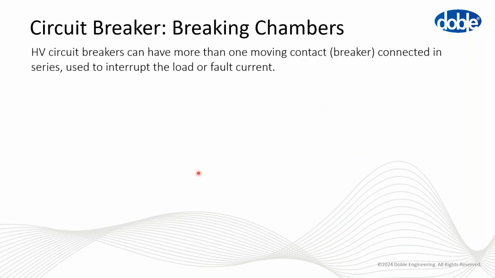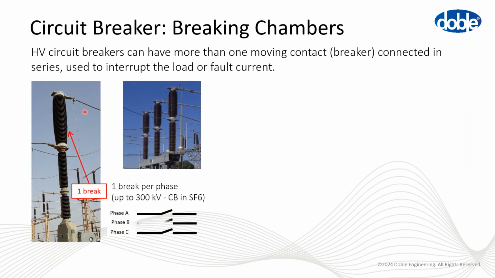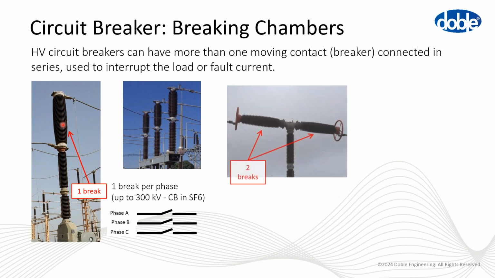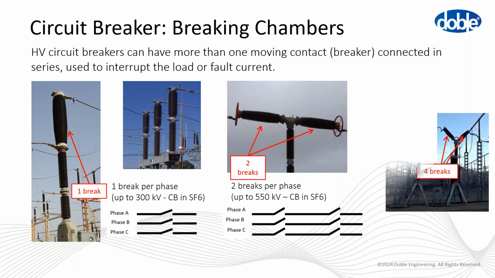Okay, let's take a look at another CB characteristic. We have the number of chambers. You can see here that for medium voltage and high voltage, usually up to 300 kV, we have only one chamber that interrupts the current. For higher voltage, up to 550 kilovolts, we can have two different chambers that interrupt the fault current.